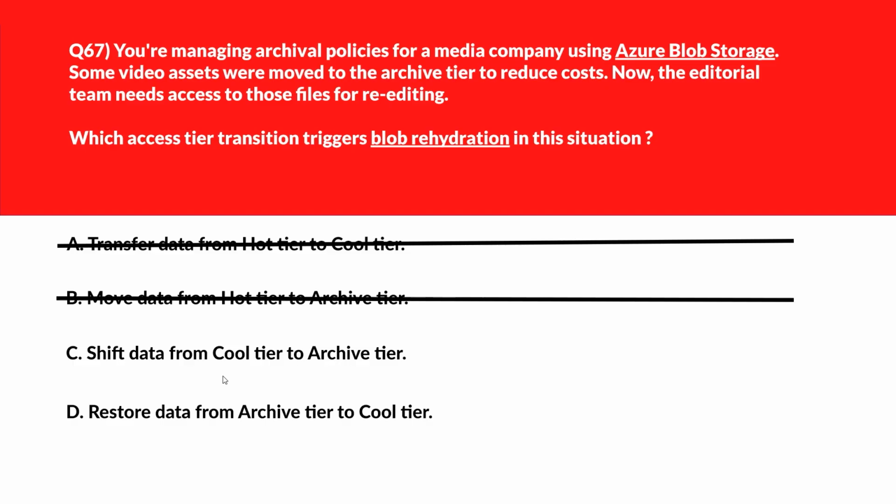C says shift data from cool tier to archive tier. Shifting data from cool to archive is a deeper archival move, not a retrieval process. We'll eliminate it. We'll move to option D.